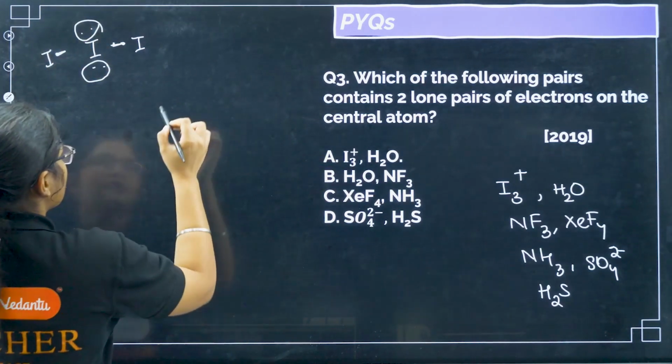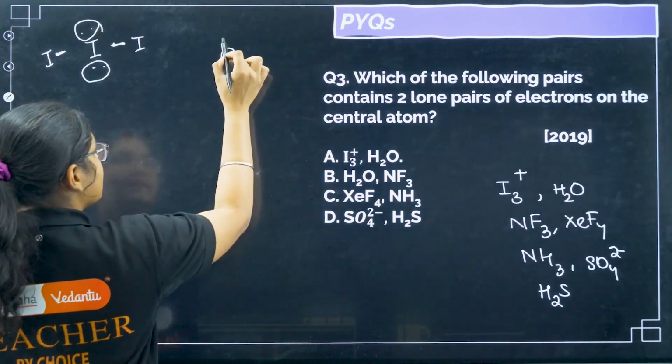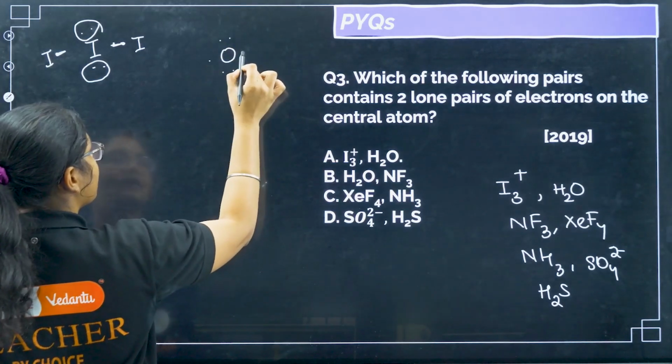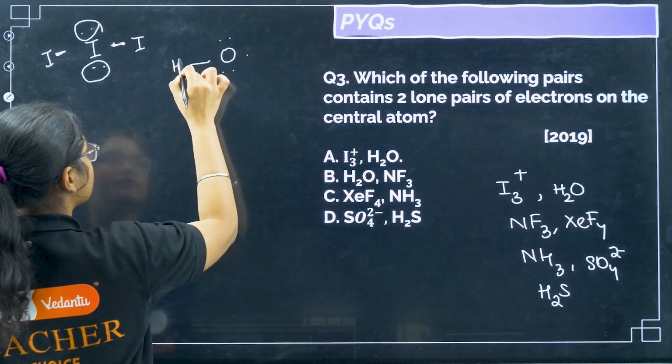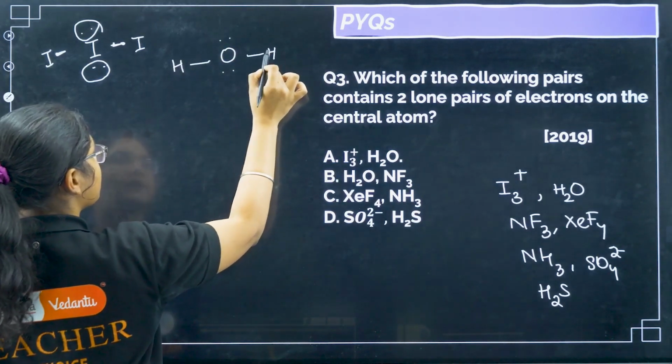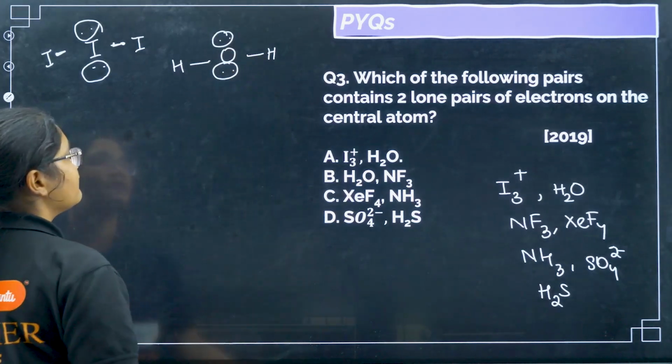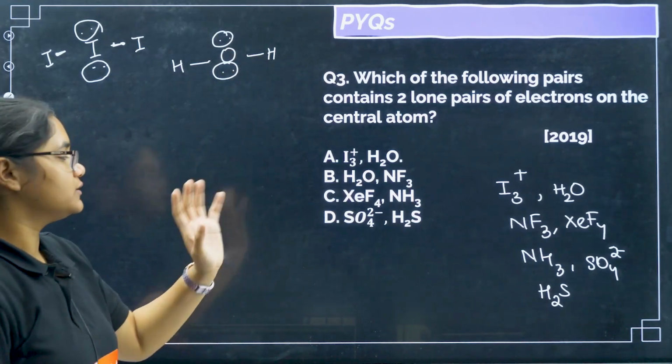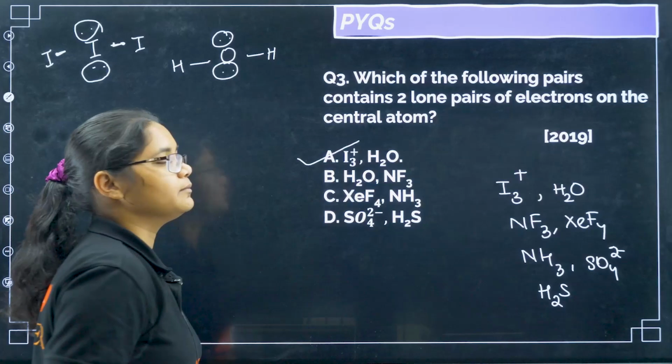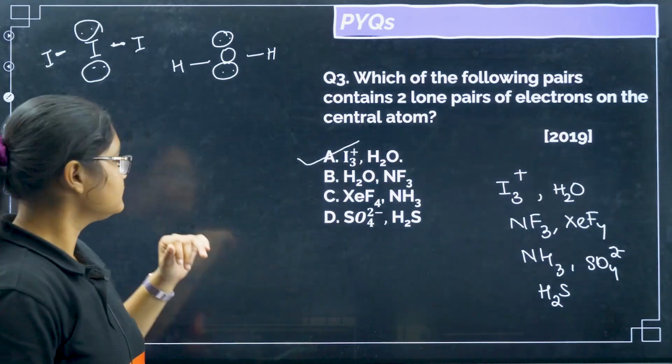Now if you see water, oxygen has 6 valence electrons, 1, 2, 3, 4, 5 and 6. So this one forms a bond with hydrogen and this one forms a bond with hydrogen. So again this one is also having 2 lone pairs on the central atom. So the correct answer will be option number A.